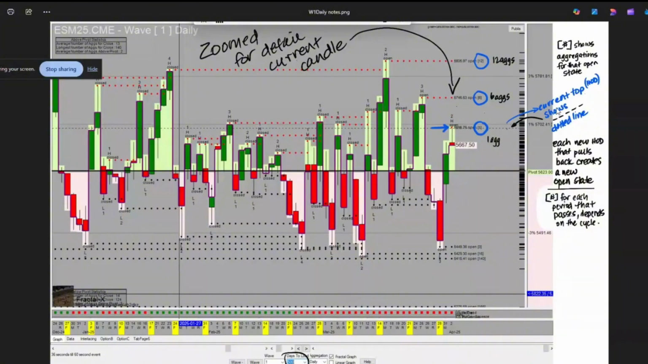The current top high of the day is being shown here at the dotted line. Each new high of the day that pulls back creates a new open state, and then that gets a new aggregation. So you can tell this one's only one aggregation old. This one's been around for 12 aggregations, which on a daily, that's 12 days. When we see these higher numbers, it's not that they're more significant. It's just that they've been around longer and they can be more resistive. That was just a quick review on daily.